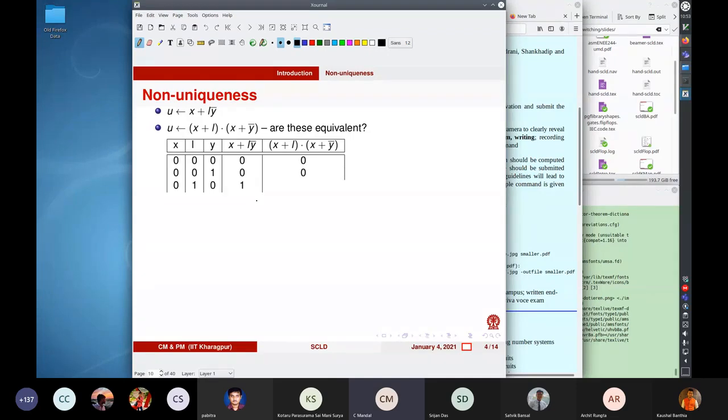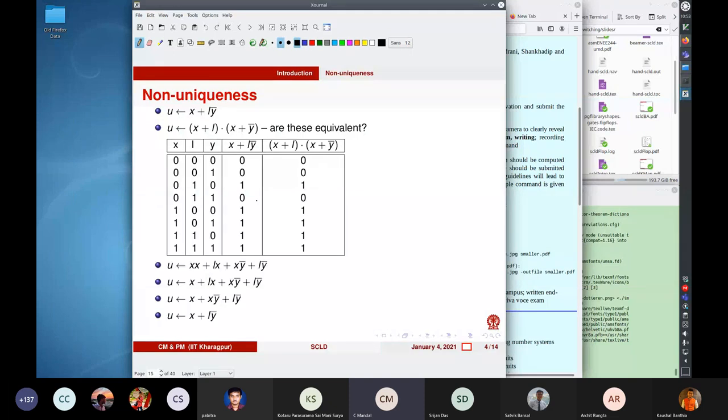So you could construct the truth table, and what you find is that, if you just do it, they turn out to be identical. So that's one way of checking that these two expressions are equivalent. Now you can have many such expressions. Down below we have just shown some algebraic steps through which you can also show that the two are identical. But in fact, all of these expressions are identical.